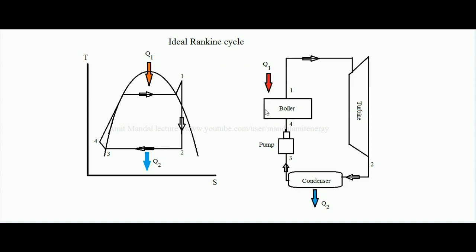So first of all we will refresh about the ideal Rankine cycle itself. See, the ideal Rankine cycle consists of four basic components: the boiler, the turbine, the condenser and the pump. All are connected in series, in a loop fashion, in a cyclic fashion. You can see over here in the diagram.